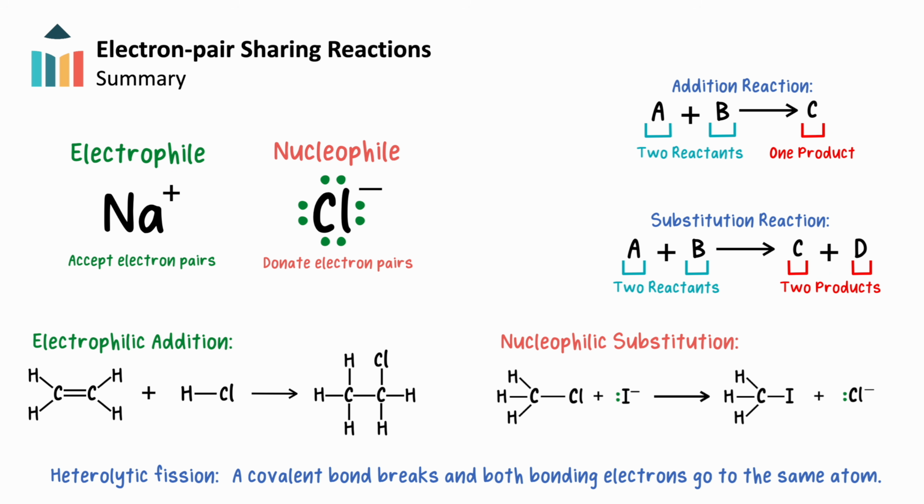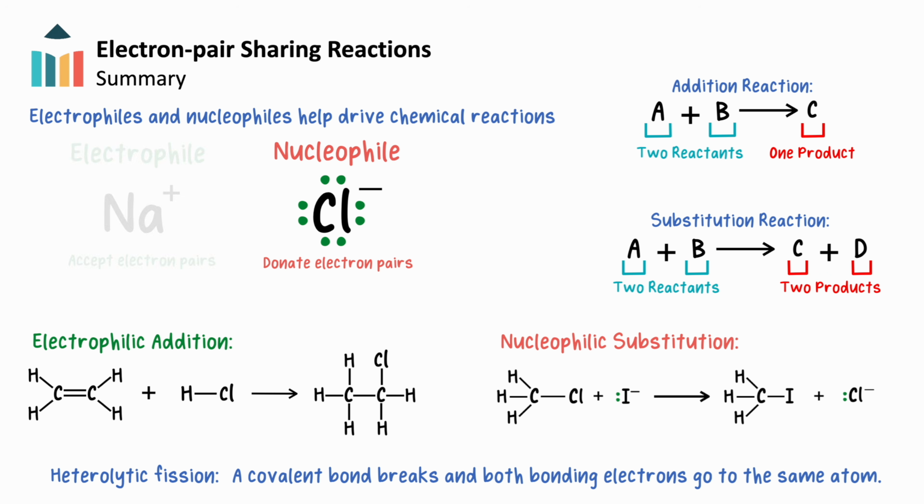In summary, electrophiles and nucleophiles play a crucial role in driving chemical reactions. Nucleophiles donate electron pairs to form bonds, while electrophiles accept them, leading to addition and substitution reactions. We discussed specific examples of nucleophilic substitution, where a nucleophile replaces a leaving group, and electrophilic addition, where double bonds open up to form new single bonds.